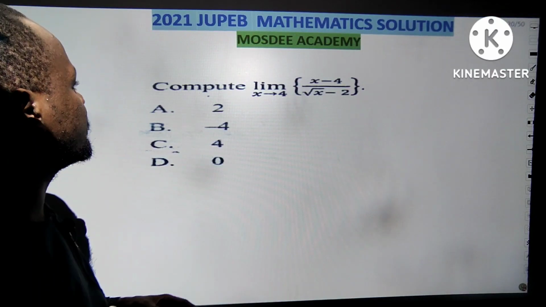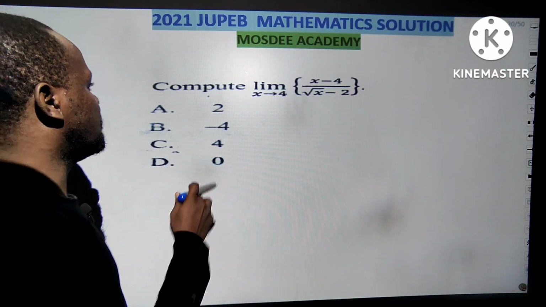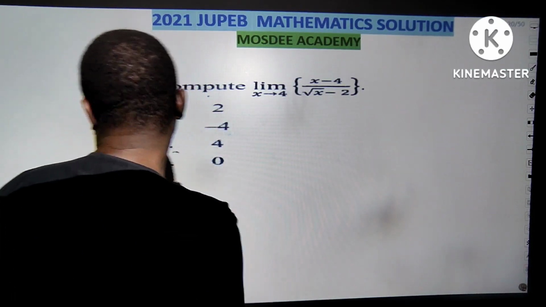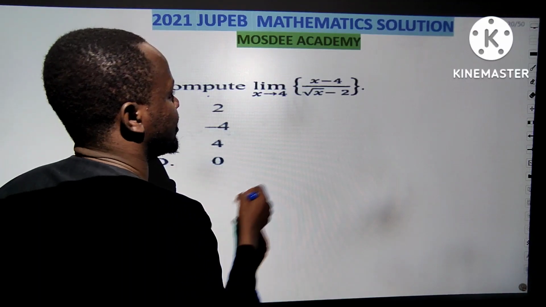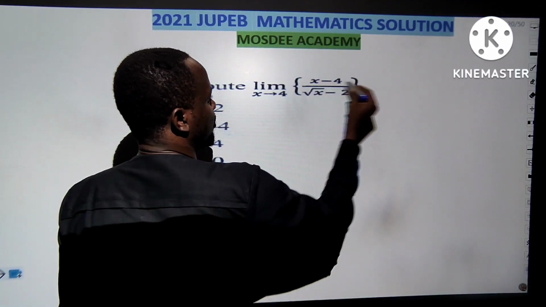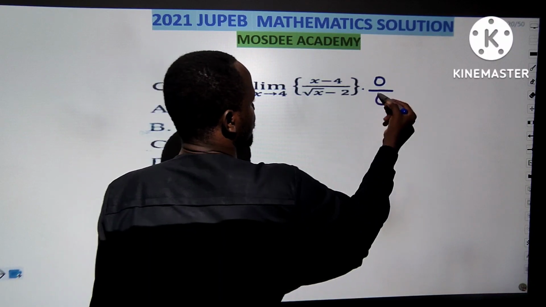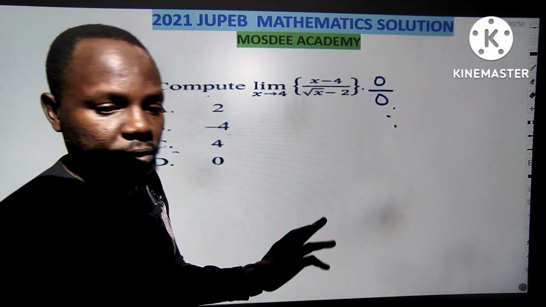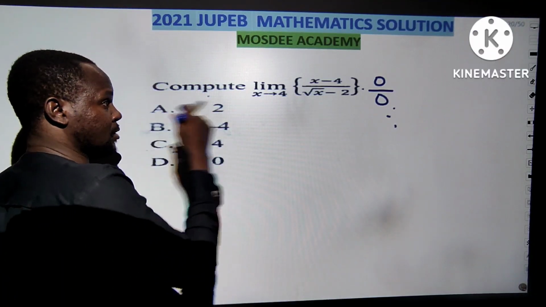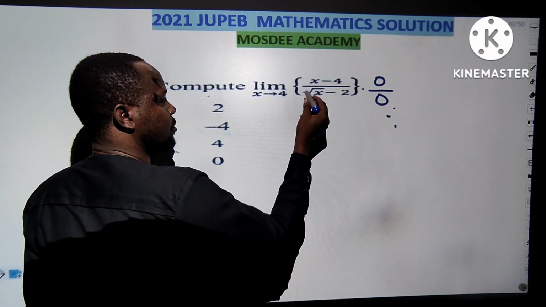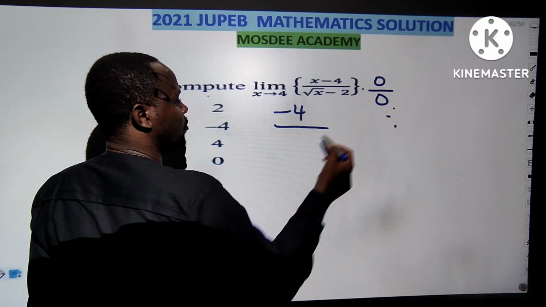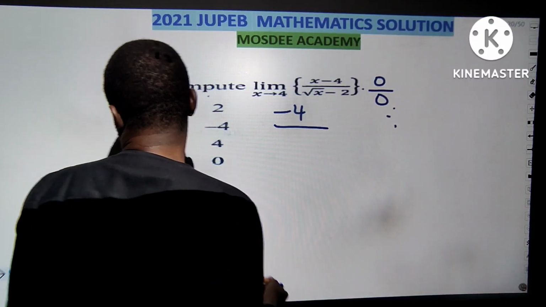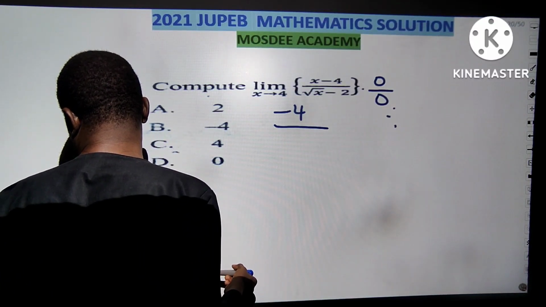Next question, question 20. Compute the limit as x tends to 4. We just do that directly. When we put in 4, that's 0 over 0, indeterminate, whatever you call it. I don't have time to explain the concept now. So let me use L'Hopital's rule directly. L'Hopital's rule is differentiate the numerator, minus 4 over, I said minus 4. What's going on with my simple error?